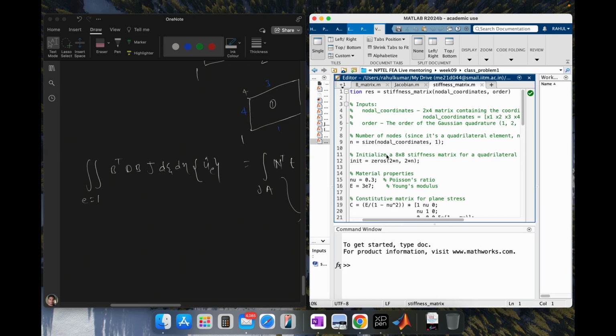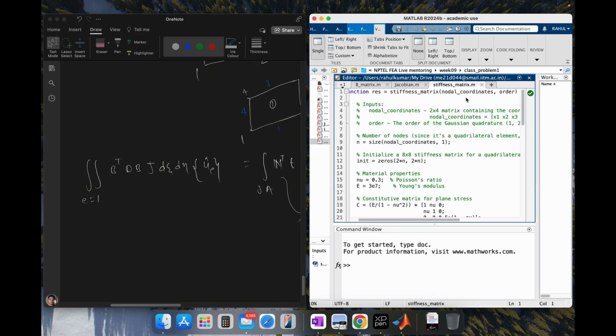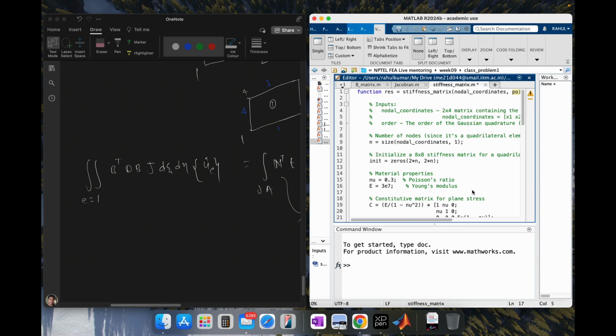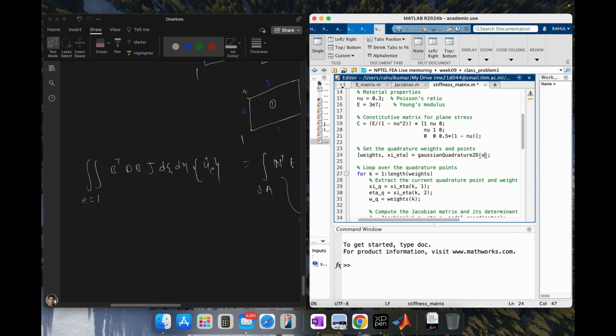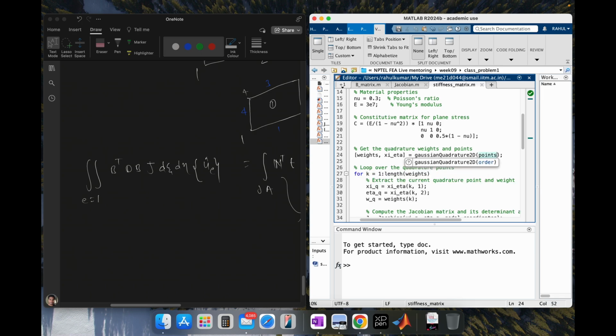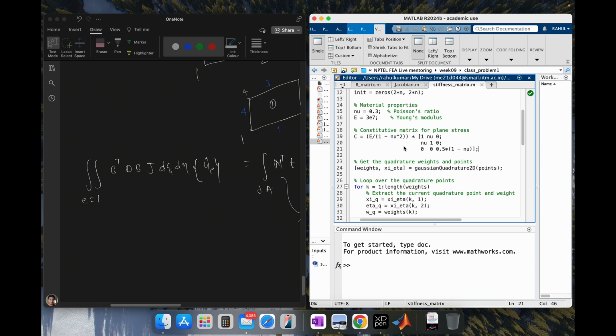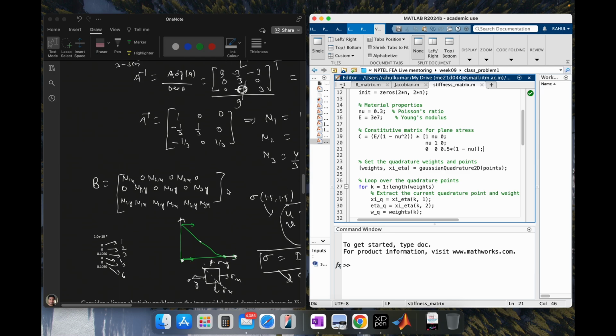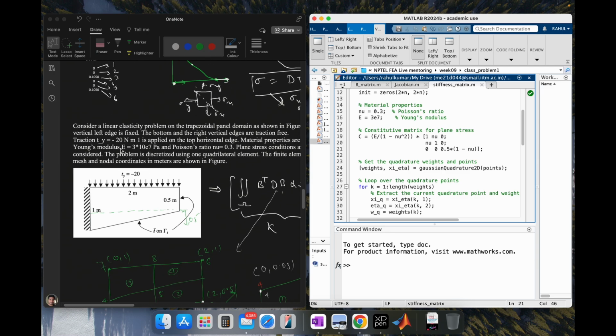Again, in the stiffness matrix, it will take the nodal coordinates for that particular element, and the order, which means the points. Let's write the point here, and it will be used in the Gauss quadrature. Okay, and this is the constitutive matrix, and here let's see what E and nu we are using in this problem. Yeah, E equal to 3 times 10 raised to the power 7, nu equal to 0.3.